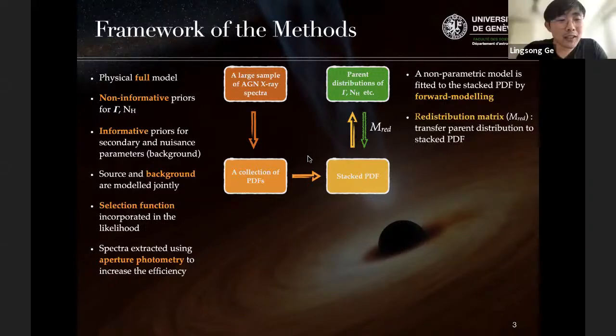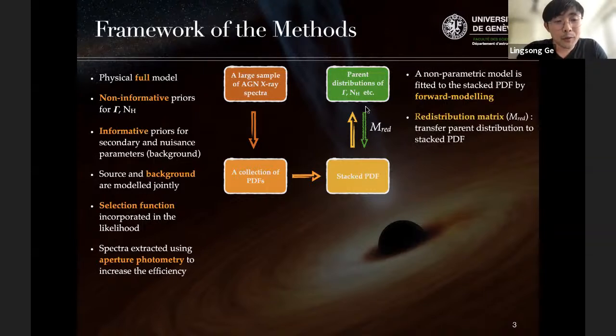So now we have the collection of PDFs from the spectral fitting analysis. The next step is to use these PDFs to reconstruct the parent distributions. To do this, we use a forward modeling approach by modeling the parent distribution with a non-parametric model, which is simply a step function, and then forward fitted to the stacked PDFs.